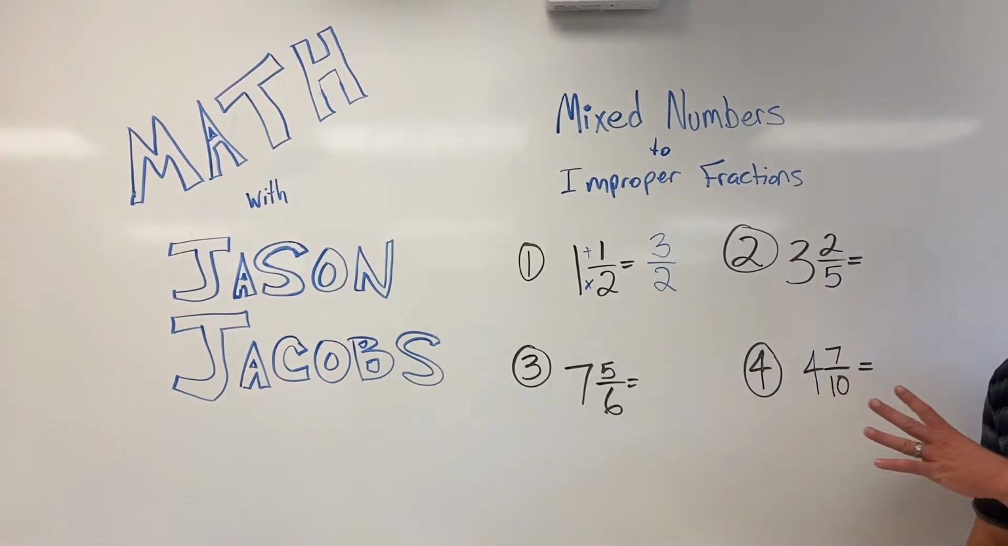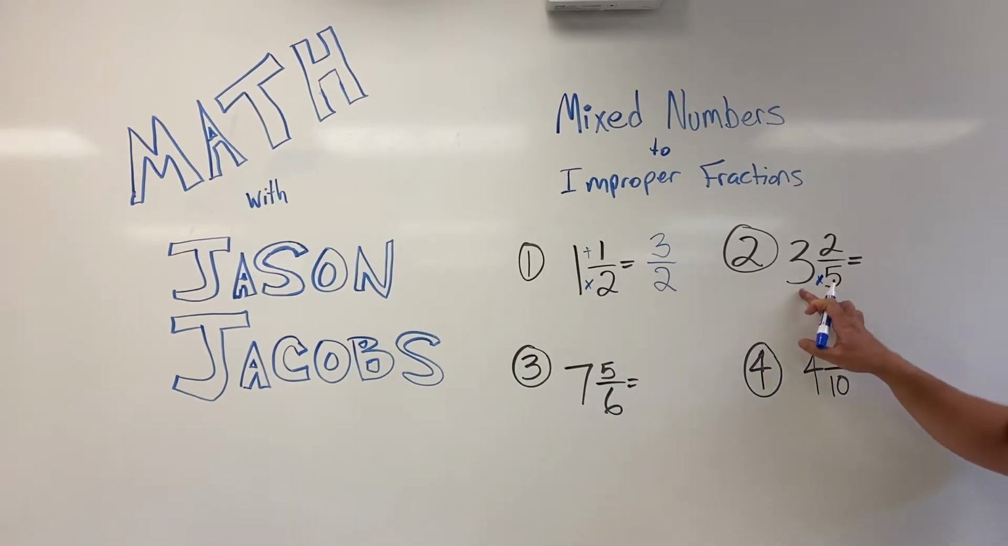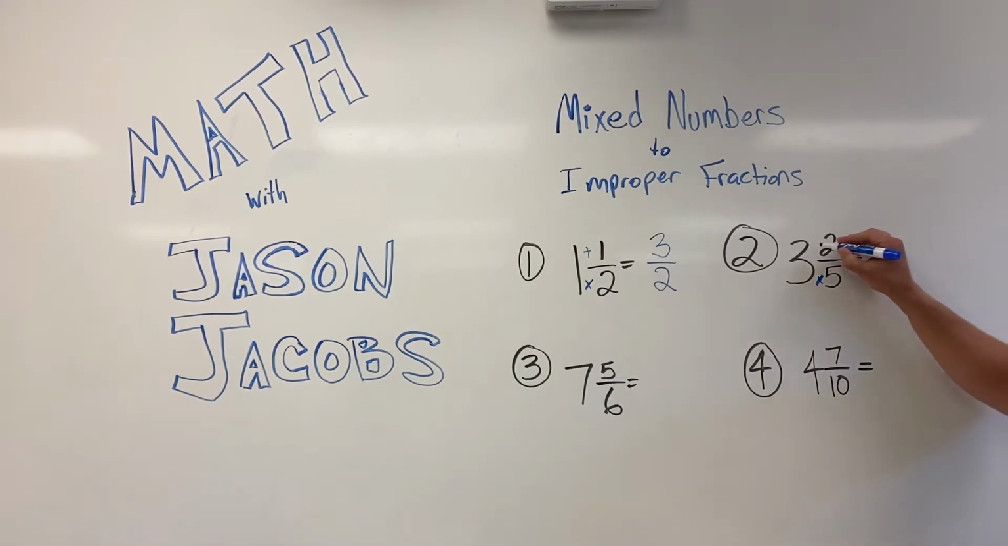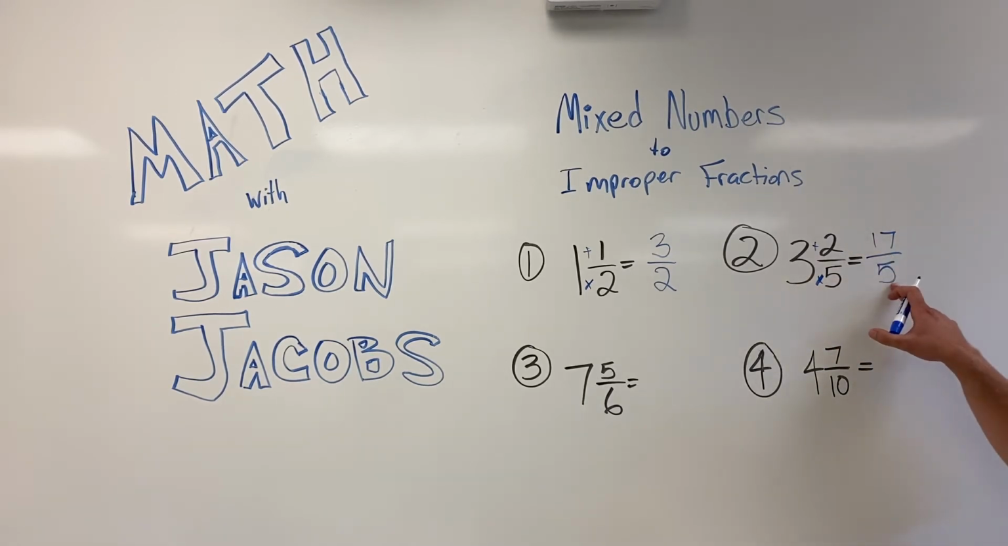Hey, why don't you try these? We'll pause the video, see if you can do them. Okay, we're back. And let's see, 5 times 3 is 15, plus 2 is 17 over 5. Okay, 17 over 5 goes into 17 3 times, with 2 left over out of 5.